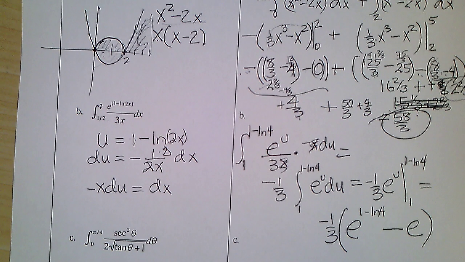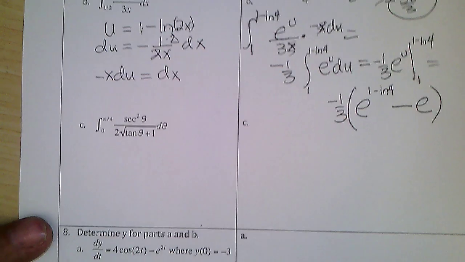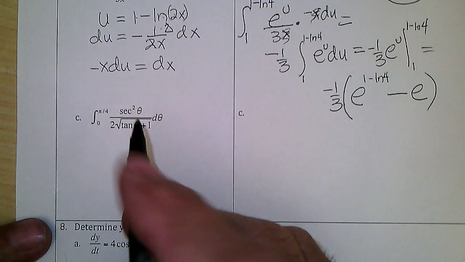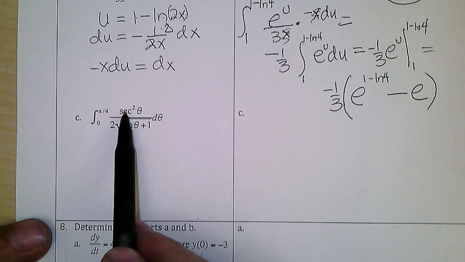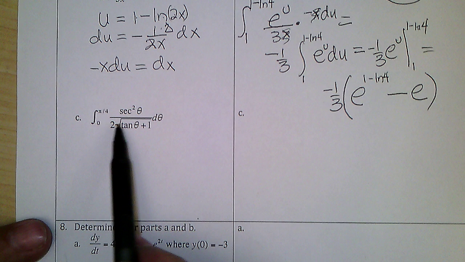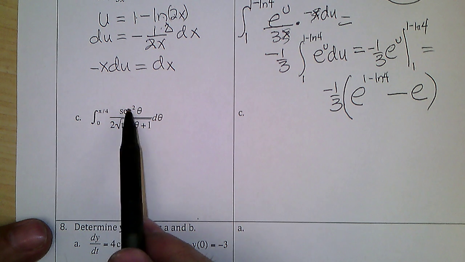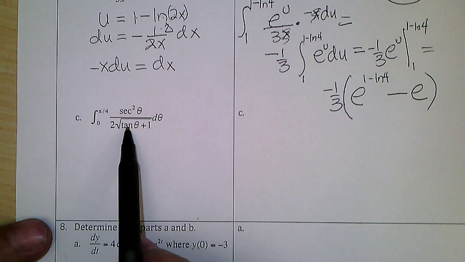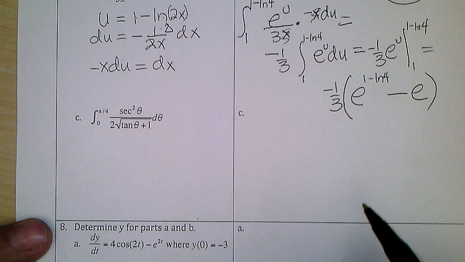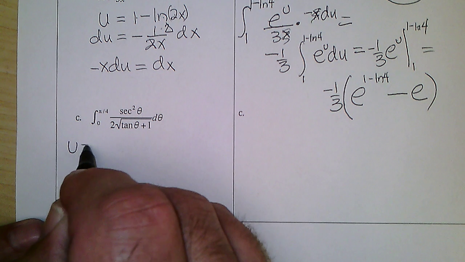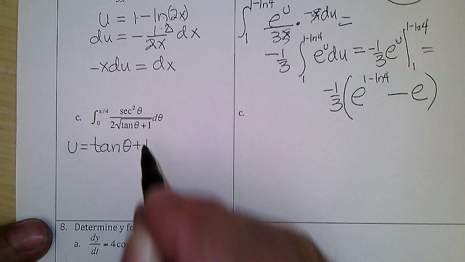And that's that. C. Well, the derivative of secant squared could be messy. The derivative of secant is secant tangent. It's going to be messy. The derivative of tangent is secant squared. That might cancel that. The derivative of secant tangent theta plus 1 would be secant squared also. So I think I'm going to let u be tangent theta plus 1.